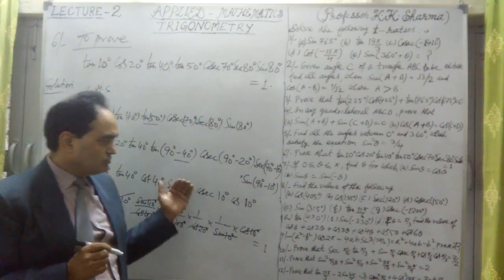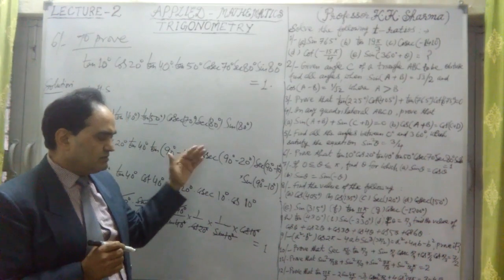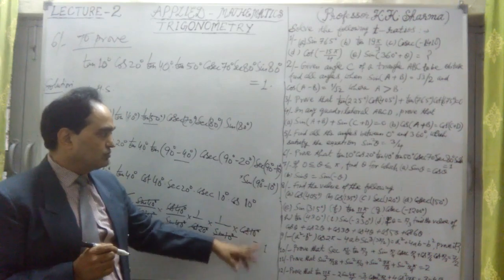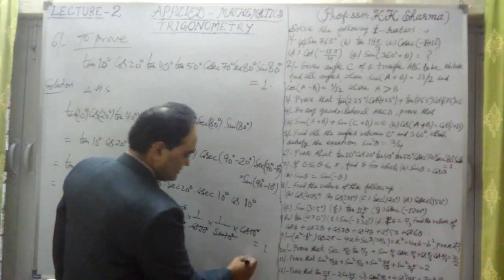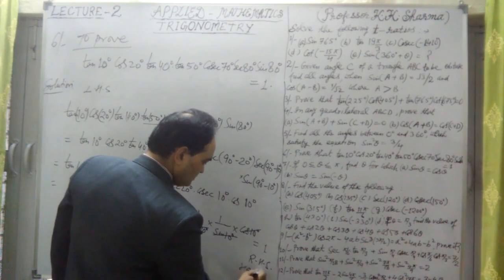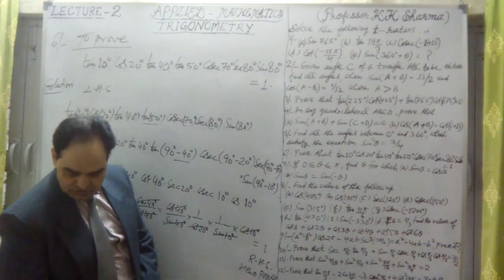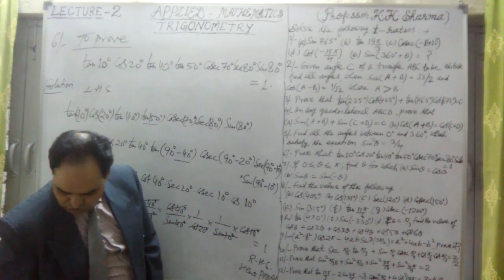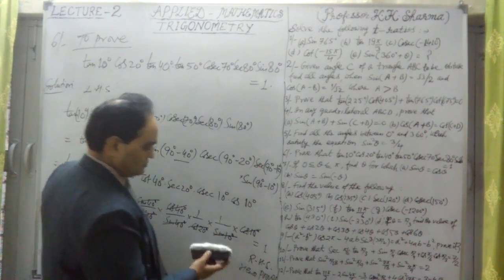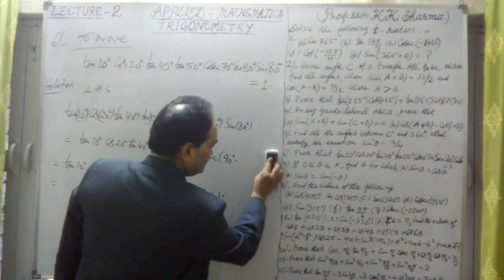Once converted into sine and cos, you can easily cancel them out. Dividing the same value upon the same, cos upon cos is 1, sine upon sine is 1. This is one, the right hand side. This is the process of solving and proof. We have taken the right hand side, which is equal to 1. So this is the answer of question number 6. Question 6 is complete. Now let me take the next question.